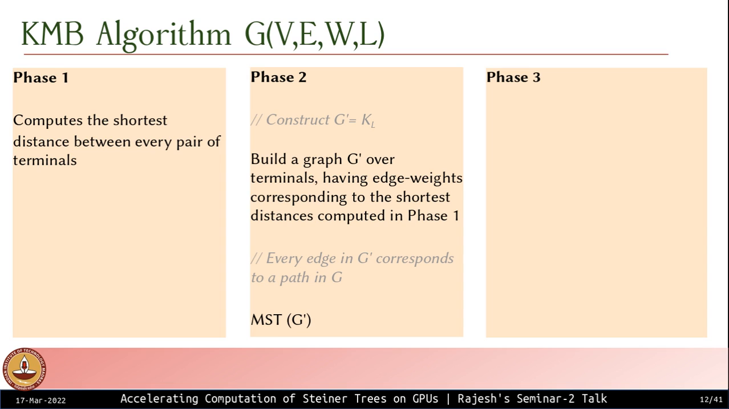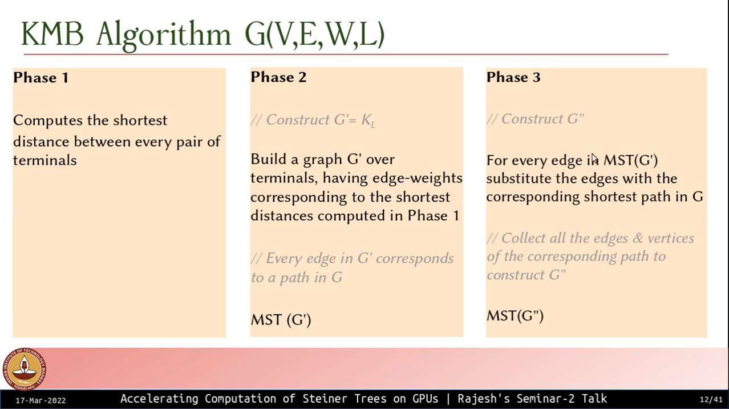So what is G prime? G prime is nothing but a complete graph on the terminal vertices. And what are the edge weights? The edge weight of this complete graph is borrowed from the previous phase, which is the shortest distance between the pair. So that's how we construct G prime. Every edge in G prime corresponds to a path in G. The final step in phase 2 is to run MST on this G prime, so we get a tree out of it.